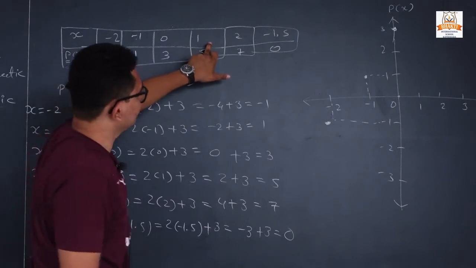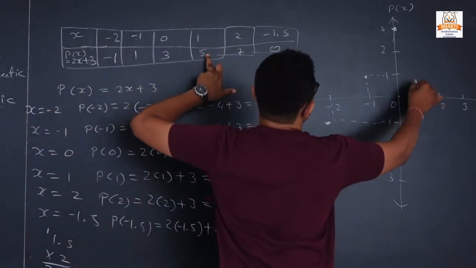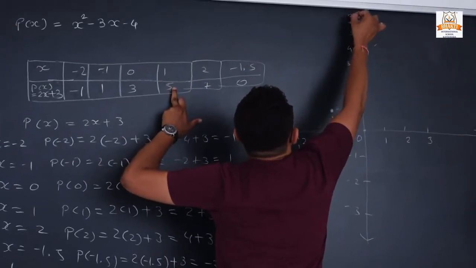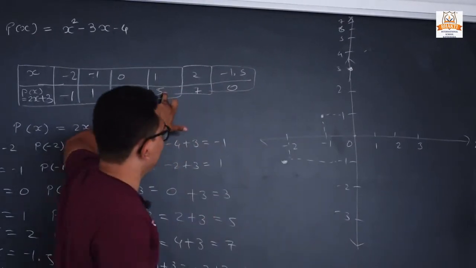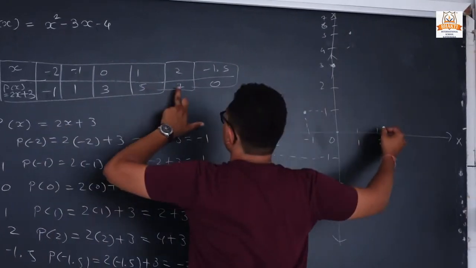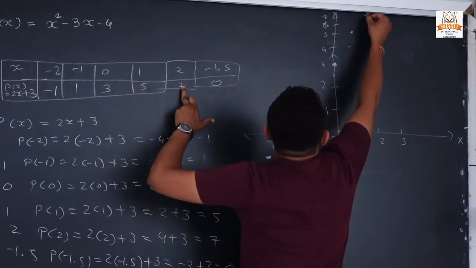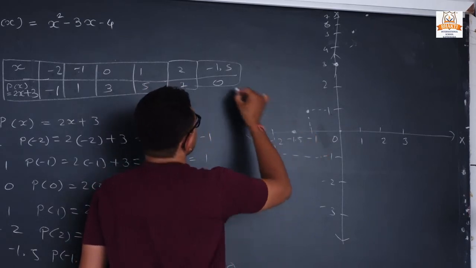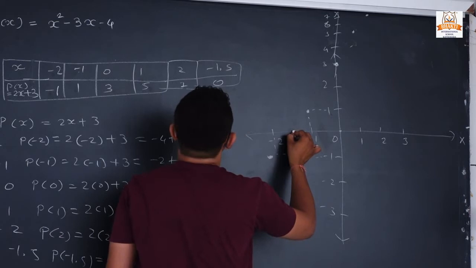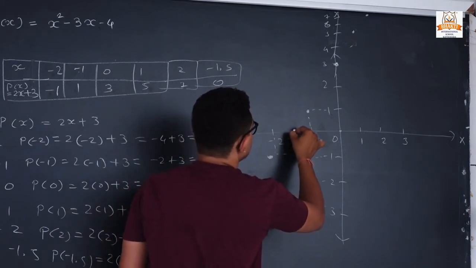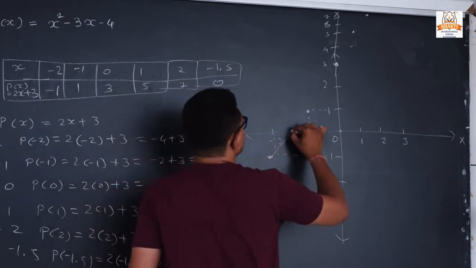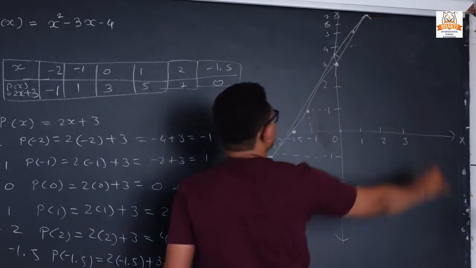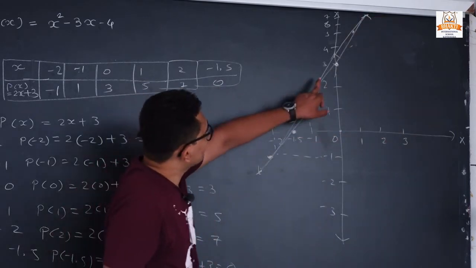Then if we take 1, the answer is 5. So here we can extend our graph: 4, 5, 6, 7. So 1 means 5, then 2 means 7. And minus 1.5 is between them, and the answer is 0. So see that pattern. If we join that pattern, we get one linear line. See that line. It is our linear line.